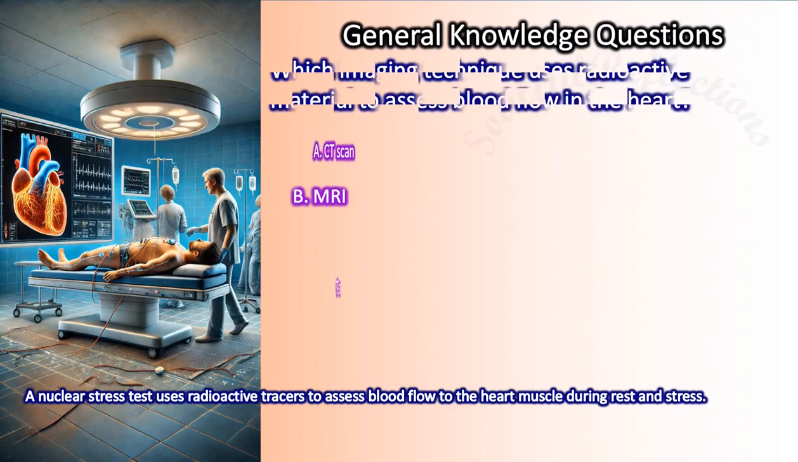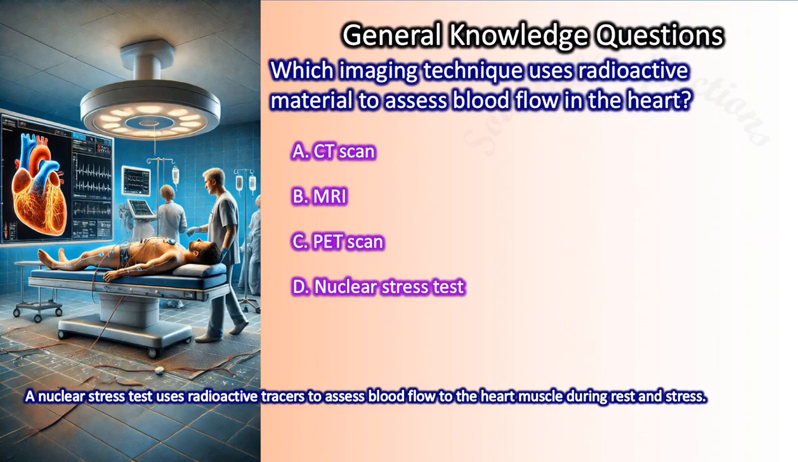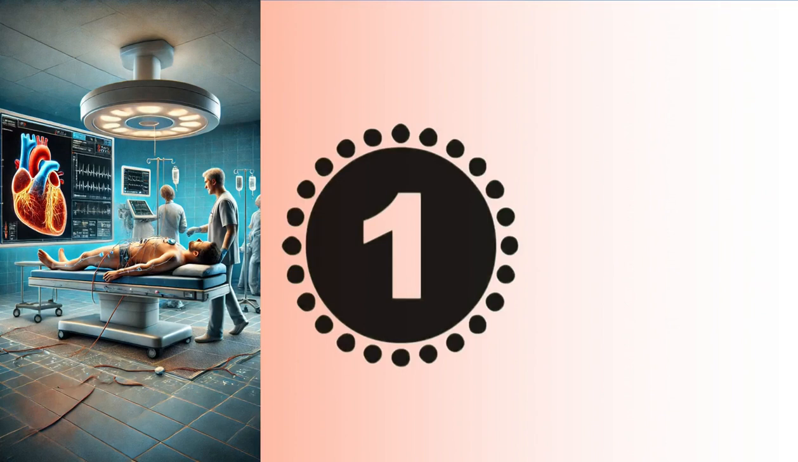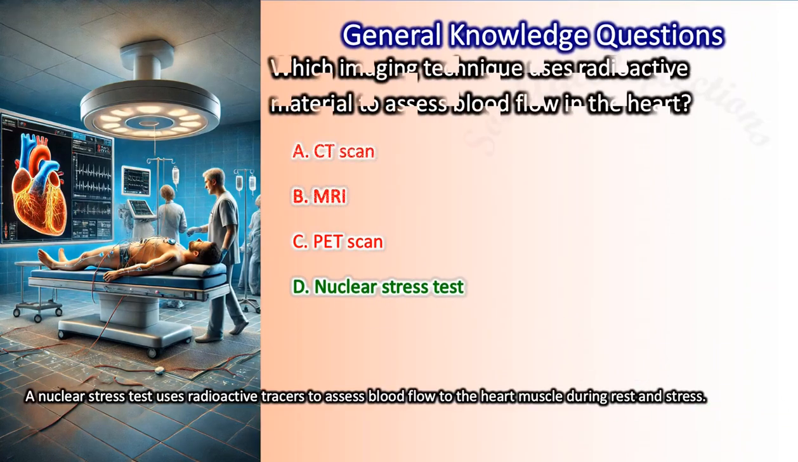Which imaging technique uses radioactive material to assess blood flow in the heart? Option 1, CT scan. Option 2, MRI. Option 3, PET scan. Option 4, nuclear stress test. The answer is, option 4, nuclear stress test.